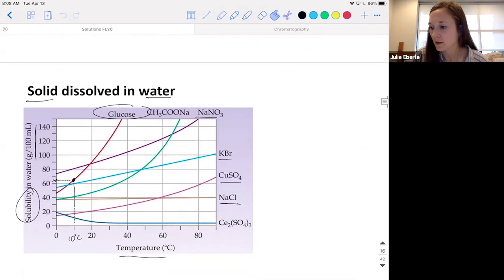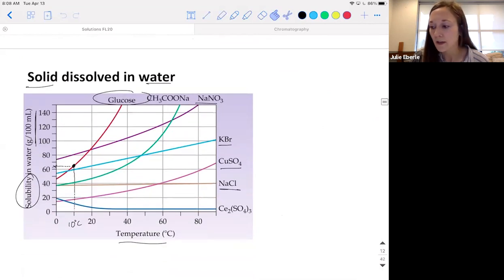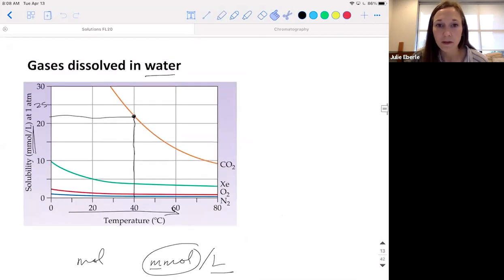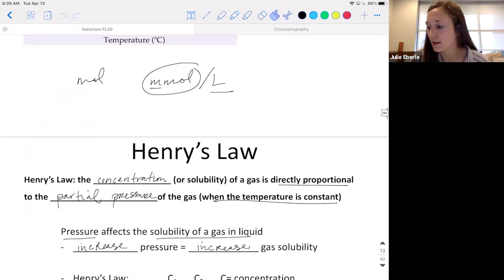Right here, a solid dissolved in a liquid. As you increase temperature, the solubility increases. For gases, it was the opposite. As you increase temperature, the solubility of gases in a liquid decreases. Remember those trends. And then we talked about Henry's Law.